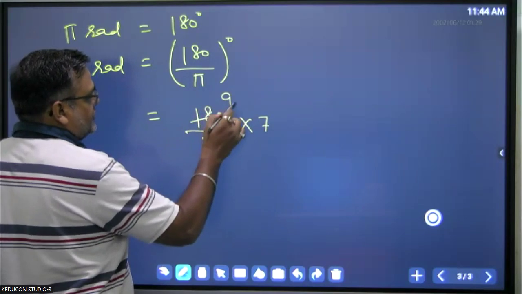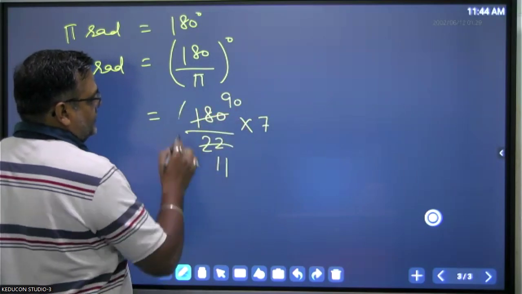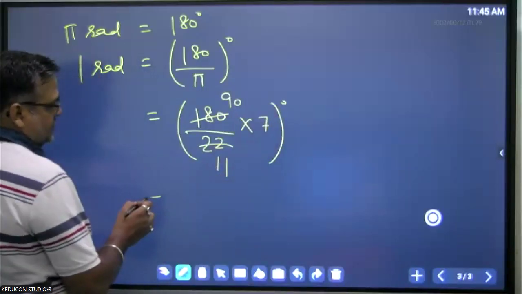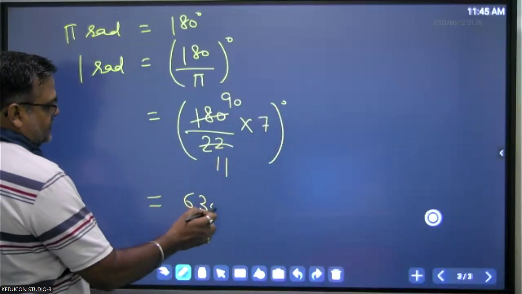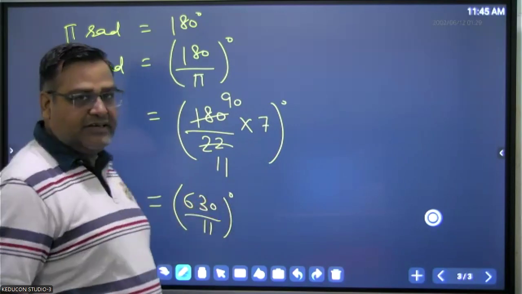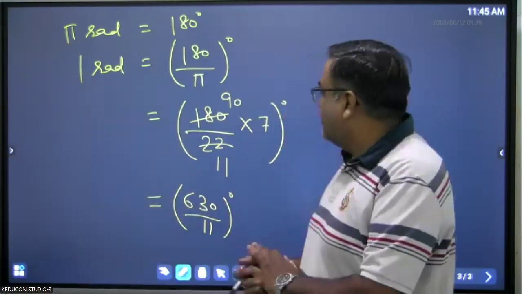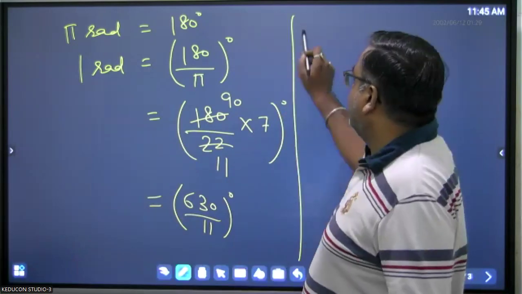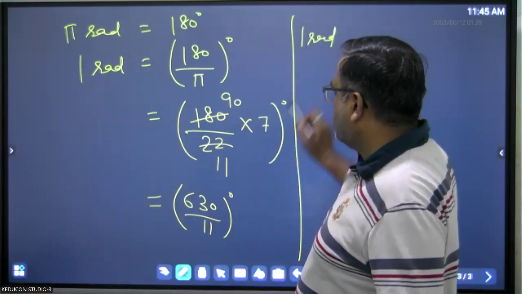Simplify this, students. So this is 630 by 11 degrees. Now see how to calculate. There is a special way to calculate this 1 radian. Now first of all divide this.